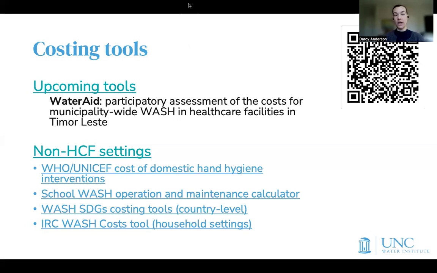And costing tools from non-healthcare facility settings can be useful. I've highlighted several here on the screen, but there certainly are others, both for household and school settings.